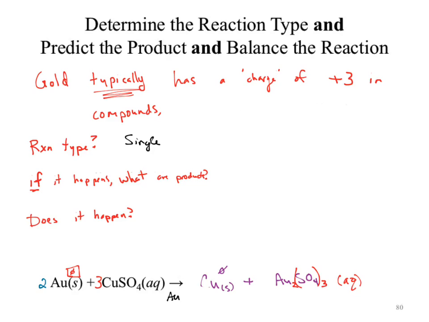Golds on the left-hand side, 2. On the right, 2. Coppers on the left, 3. On the right, 1. 1's not correct. I have to make that a 3, so I can put a 3 there. Now I can do sulfate. Sulfates on the left, 3. On the right, 3. Now I see why you check here. Now what do I do? You check it again, and you check it again, and you check it again. Until you've cycled through several times and you haven't changed a single number. Okay?